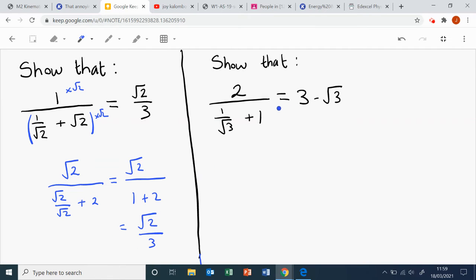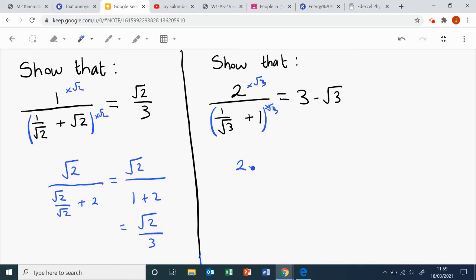Happy days. Let's go on to the next question. So the next question is 2 over 1 over root 3 plus 1 is equal to 3 minus root 3. Well, first of all, let's get rid of the fact that we've got a fraction within a fraction. So if we multiply the top by root 3, and we multiply the bottom by root 3, then the top becomes root 3, because you've got the root 3 that we want to get rid of.